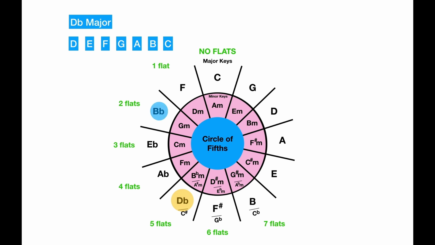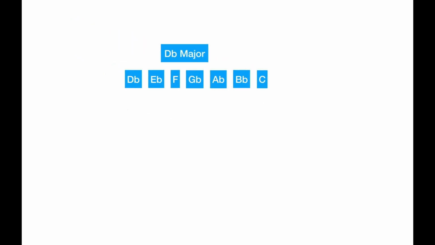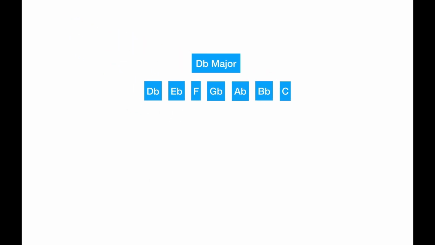Now the order of flats starts from B flat and works its way anti-clockwise around the circle. We need 5 flats for D flat. So those 5 flats will be B flat, E flat, A flat, D flat and G flat. So therefore the notes of the D flat major are D flat, E flat, F, G flat, A flat, B flat and C.